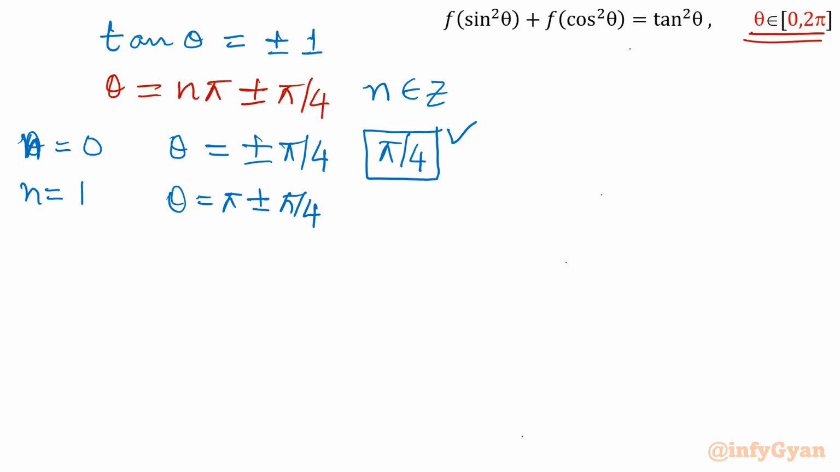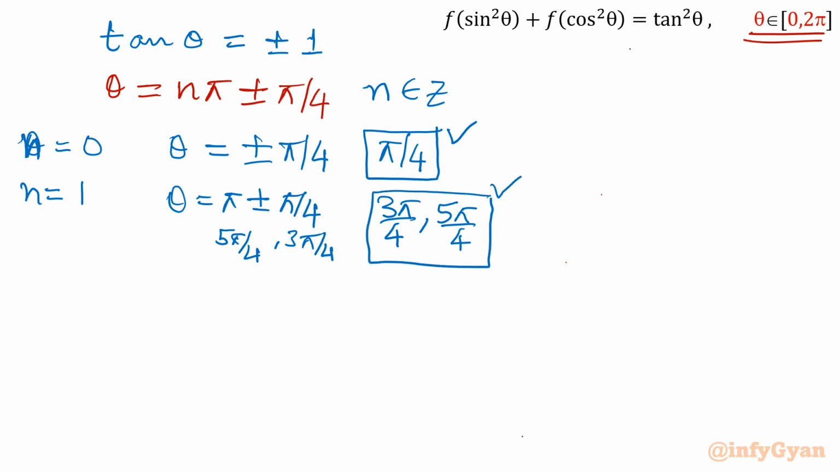If I will consider plus sign, then pi plus pi by 4. So that value will be 5 pi over 4. If I will take minus sign, pi minus pi by 4. So that value will come out 3 pi over 4. Both values lie in the interval 0 to 2 pi. So I will accept both. So 3 pi over 4, 5 pi over 4.